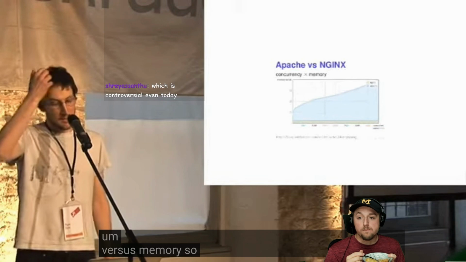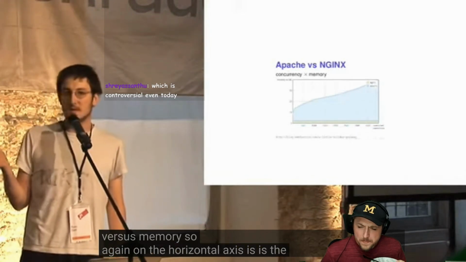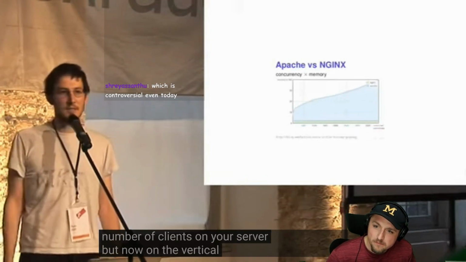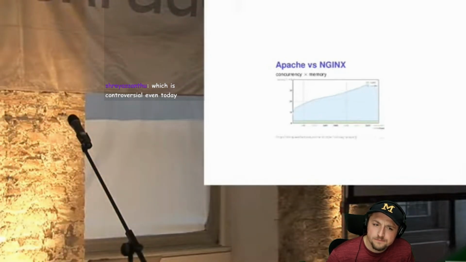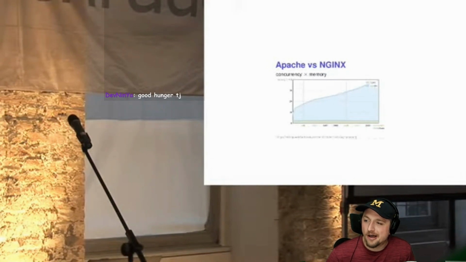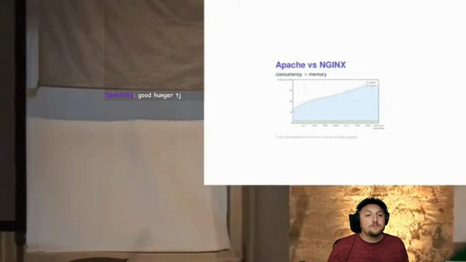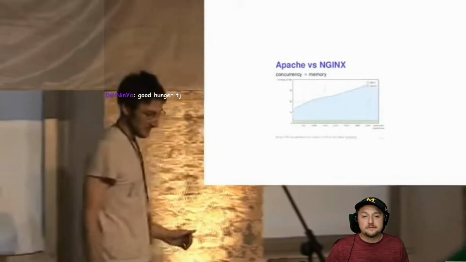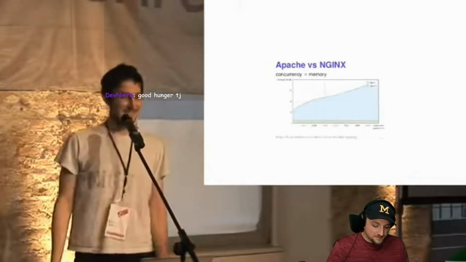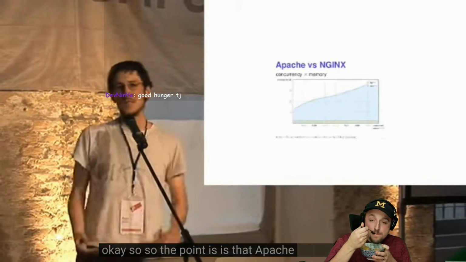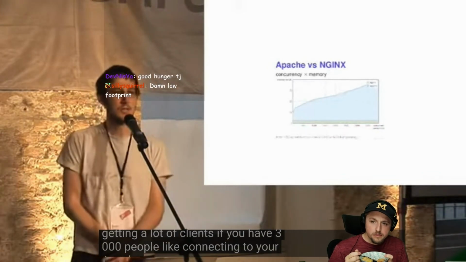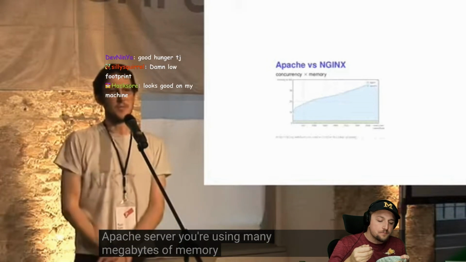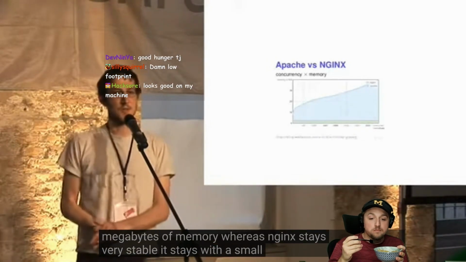So again, on the horizontal axis is the number of clients on your server. But now on the vertical axis, you have memory. I will draw it for you. This is Apache, and this is Nginx. Okay, so the point is that Apache uses tons of memory. When you start getting a lot of clients, if you have 3,000 people connecting to your Apache server, you're using many megabytes of memory. Whereas Nginx stays very stable. It stays with a small footprint.